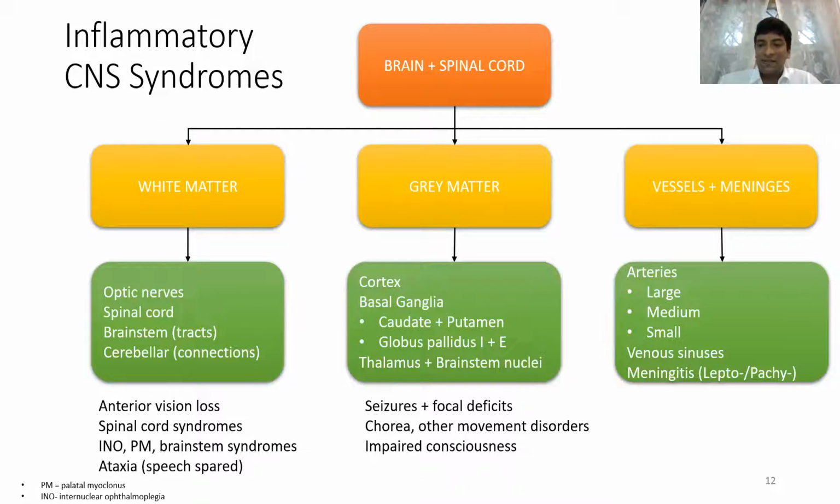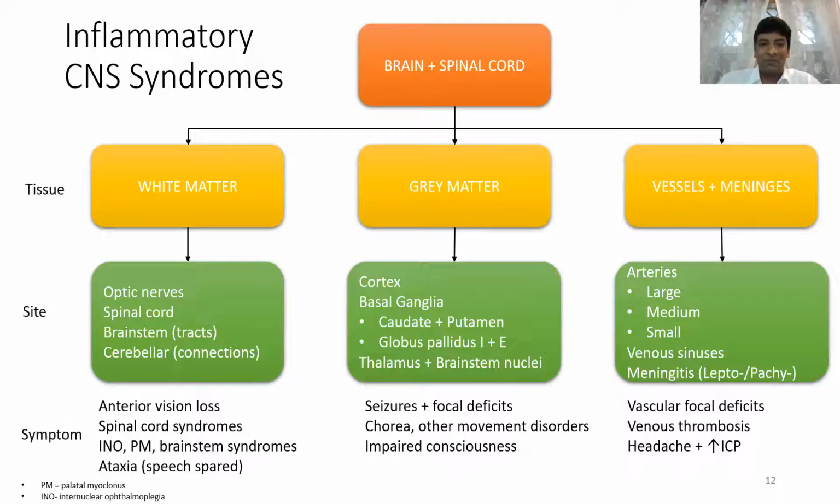And vascular syndromes and meningeal syndromes, these two structures alone in the cranium are pain sensitive. So pain will be a prominent feature, and focal deficits will be in a vascular distribution, and sometimes raised intracranial pressure may be a symptom because of the meningeal involvement. Okay, so let's keep this approach and keep working on it further. So tissue, site, and symptom.